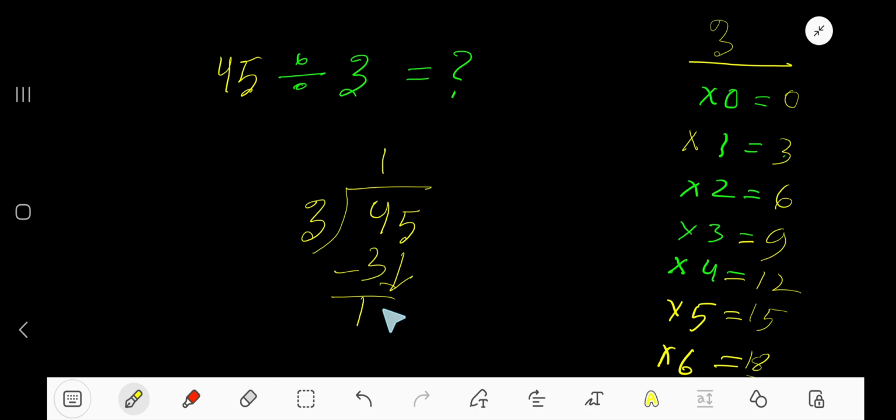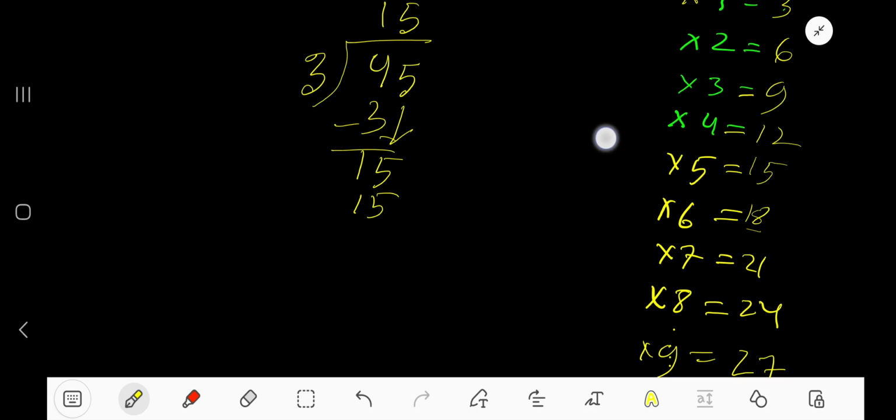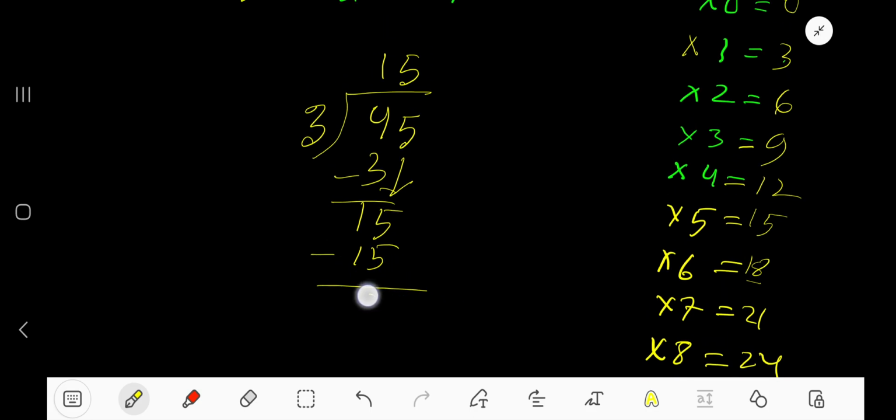Bring down this 5. 3 goes into 15 how many times? 3 goes into 15 5 times, right? 5 times 3, which is 15. If you subtract, you are getting 0.